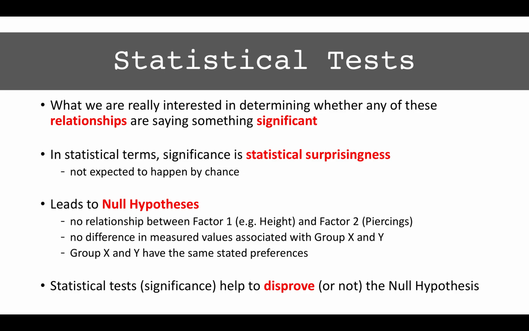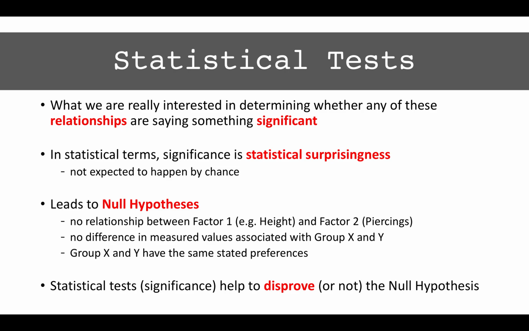Now, the null hypothesis can be a bit difficult to get your head around, but essentially, what it says is that there is no relationship between factor 1 and factor 2. There is no relationship between height and piercings. There is no difference in the measured values of height between male and female. Or that when we're comparing groups and groups, that they are the same, that the counts that we get across different groups would be expected to be the same.